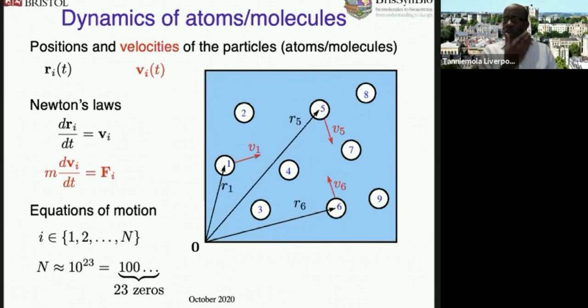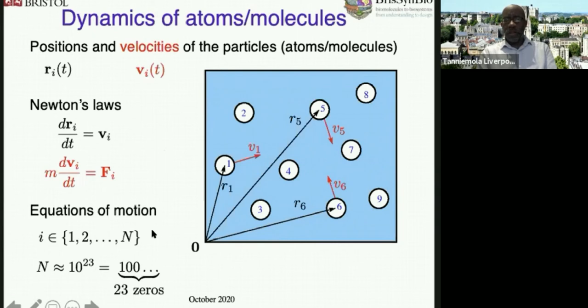Now, each of these particles must obey the laws of physics. Here, we're going to use Newton's laws, which basically say that particles move with a constant velocity, unless compelled to do otherwise by an external force. And the rate of change of the velocity is proportional to the external force. So the derivative of the velocity is proportional to the force. Higher forces lead to higher changes in velocity. Okay, so that's what the particles are doing.